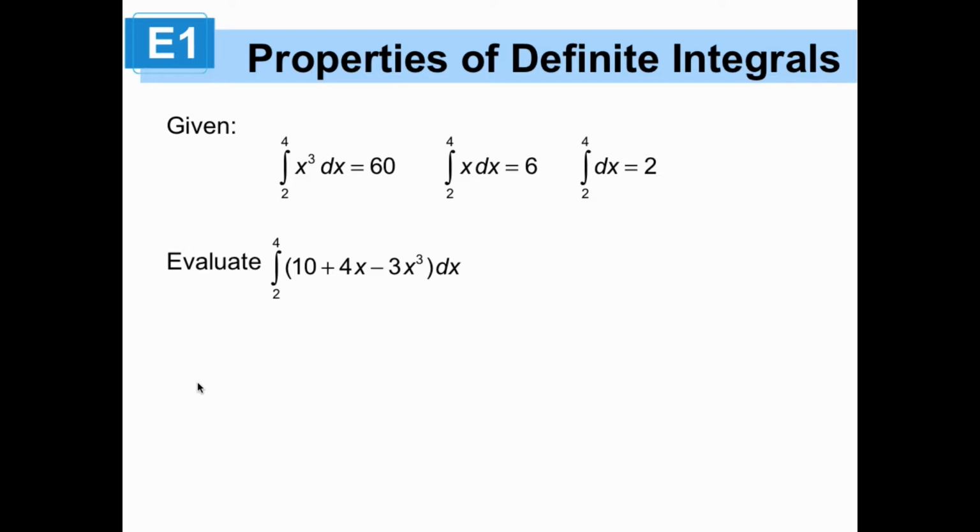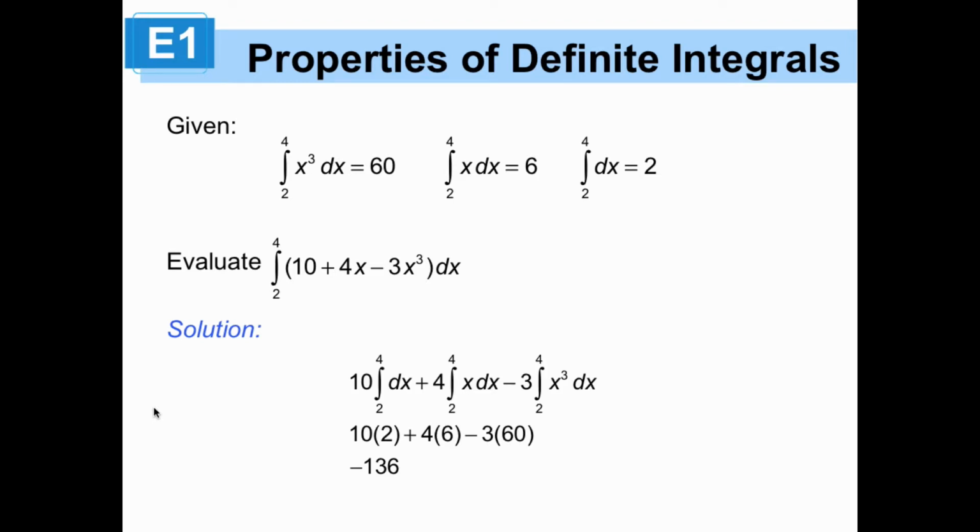So applying the properties, I'm going to split this into a whole bunch of different integrals and solve it from there. In other words, I can apply the summation formula and break it into 3 separate integrals, separated by the plus and the minus. Then I can move the 10 out in front, move the 4 out in front, move the negative 3 out in front, and I gave you each of these 3 things. Plug and chug and you get that.